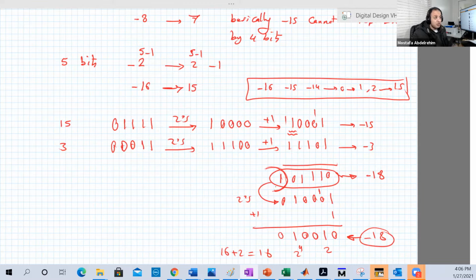Okay, guys. So this is basically a quick review about 2's complement. It's two basic properties that we need when we do subtractions, and we see that overflow can happen if you didn't respect the range that each number of bits can represent for signed numbers. Okay, so see you in the next video.